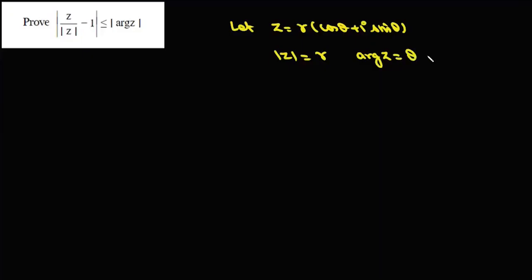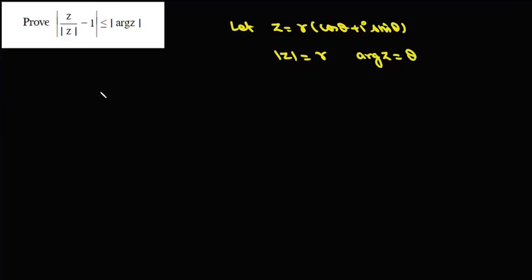Let us take another example. Here we are given a complex number z and we have to prove that mod of z upon mod z minus 1 is less than or equal to mod of argument of z. Now here we let z as r cos theta plus iota sin theta. Now here mod of z is r and argument of z is theta.